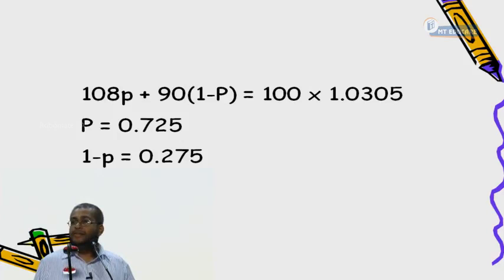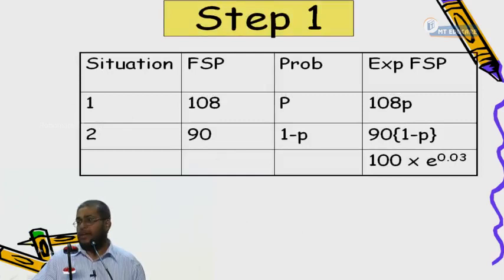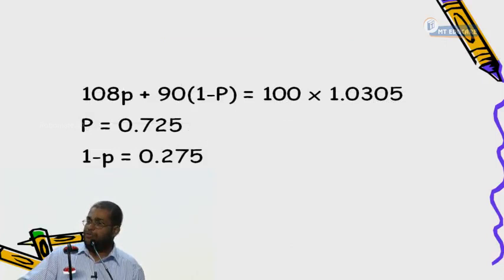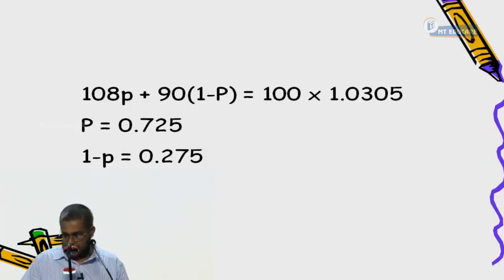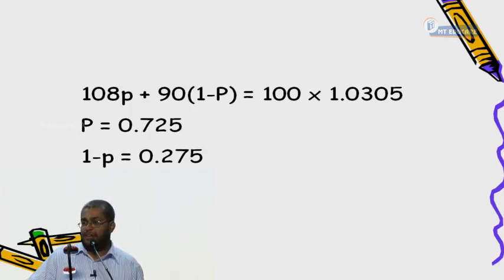Okay. Can I proceed? Yes or no? Write down. The risk neutral probability for upper FSP. Upper FSP is what? 108. The risk neutral probability for upper FSP is 0.725. And downward FSP is 0.275. Everybody comfortable or not? Now step one is over.